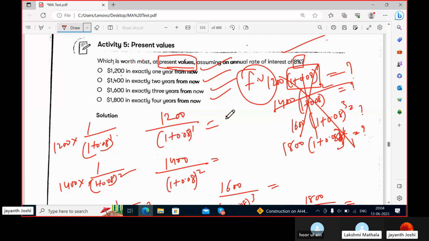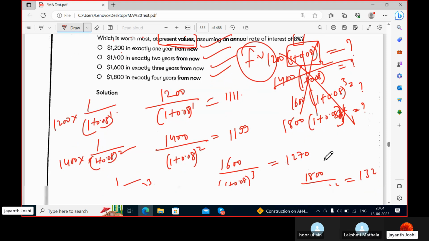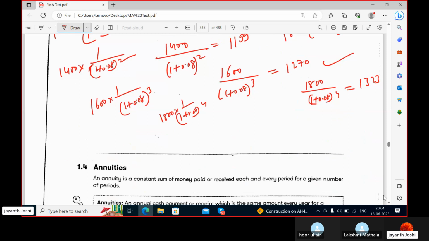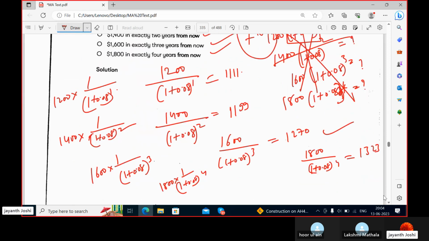Sir, on dividing, I'm getting the highest to be D again, 1323.05. Yeah, 1323. So this is the highest. Okay. Done. So please make a note of this. Afterwards, we can move on.